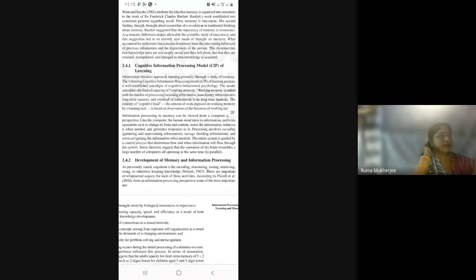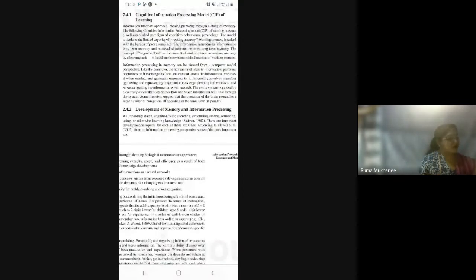Then comes the cognitive information processing model of learning, the CIP. What does CIP actually mean? This is the cognitive information processing model of learning. It presents a paradigm of cognitive behavioral psychology, and the model articulates the limited capacity of the working memory. That means the memory which we actually need to do any type of work, and this working memory is tasked with the burden of processing incoming information, transferring information to the long-term memory, and retrieval of this information from the long-term memory, or LTM.